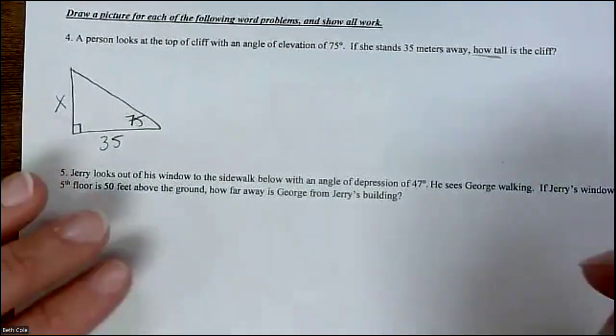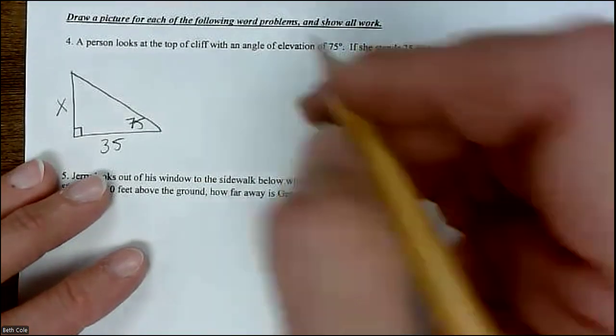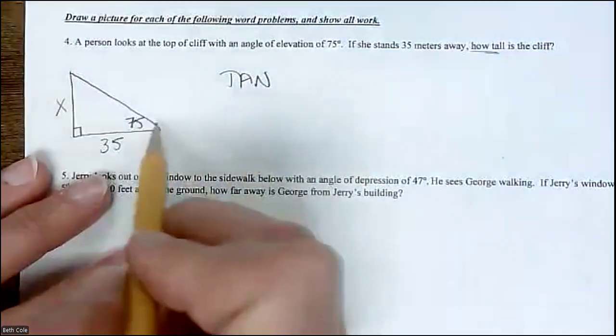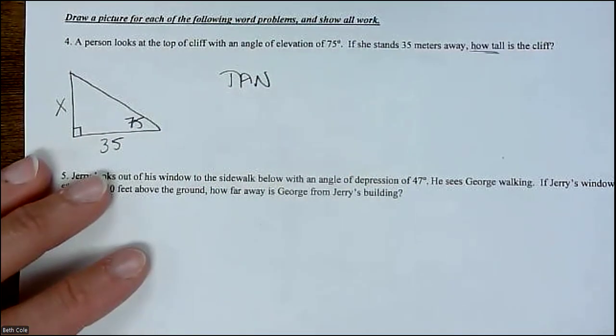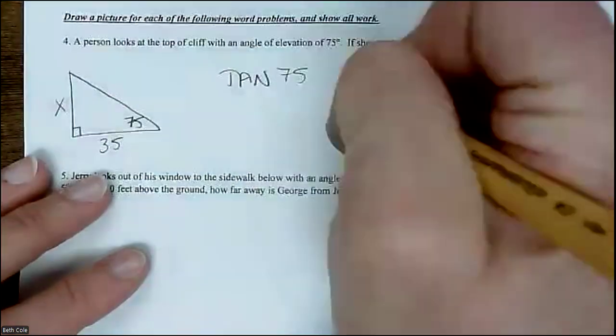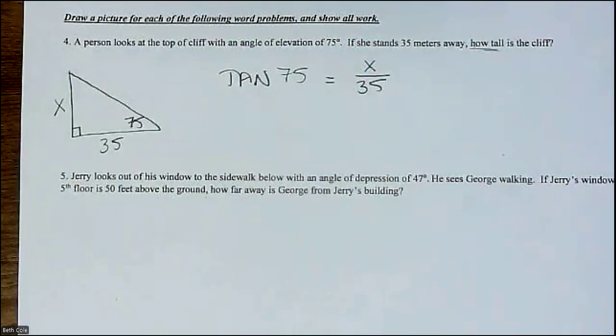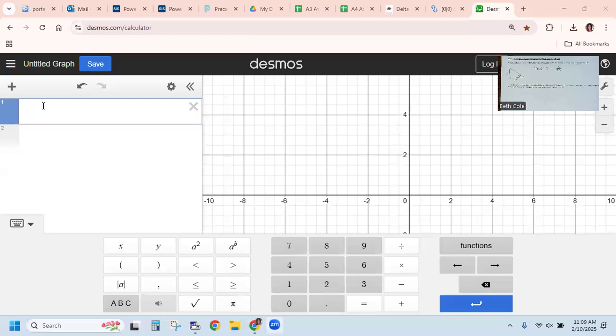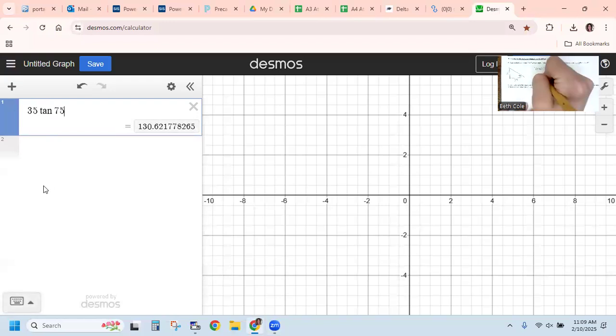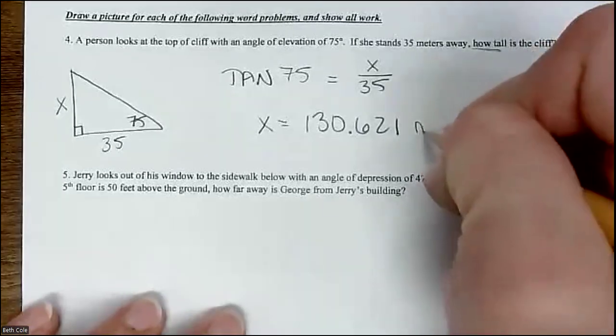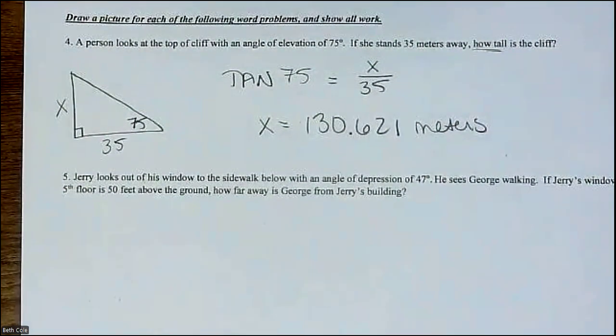All right. Sine, cosine, or tangent? Tangent. Opposite and adjacent. If you don't have the hypotenuse, it's tangent, which it usually is. So tangent of 75 equals, good, X over 35. And I'm going to type 35 tangent 75. 26.1... 0.621. Now be careful with your units. Was it meters or feet or yards? Just read the problem. Basically, units is me checking that you read the problem. That's really all it is.